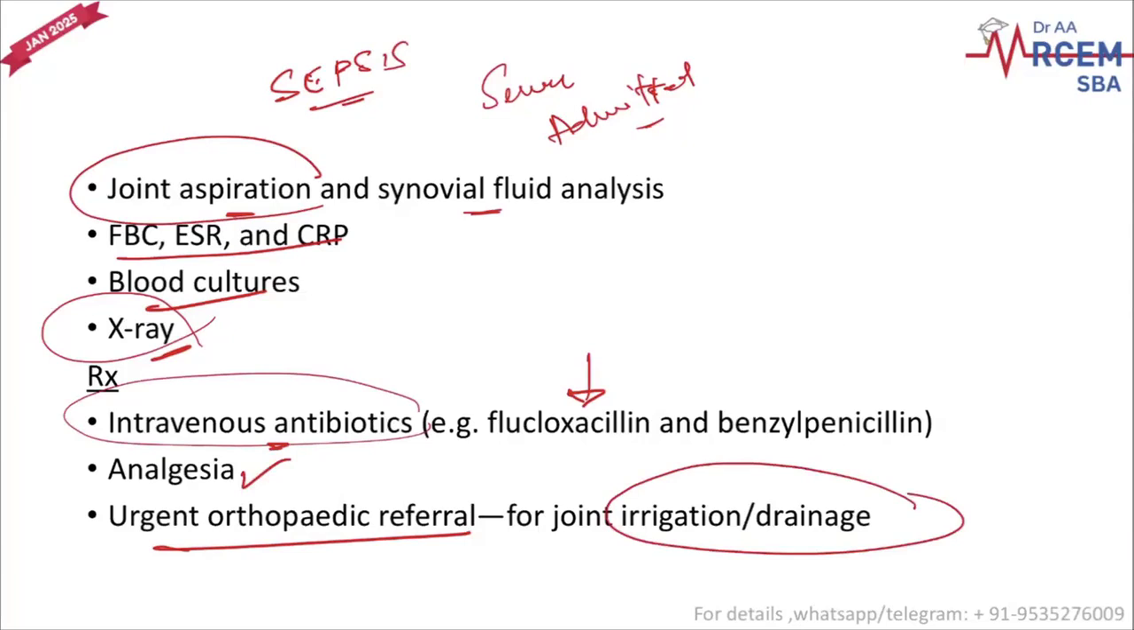Your job is to do a joint aspiration, send the blood investigations, what you send for in sepsis. If you're suspecting an osteomyelitis, get an X-ray done. Start on the antibiotics, refer to the orthopedics. The preferred antibiotic is flucloxacillin, mainly tested in the primary, but can be tested here also. So remember the name flucloxacillin, dose is not important.